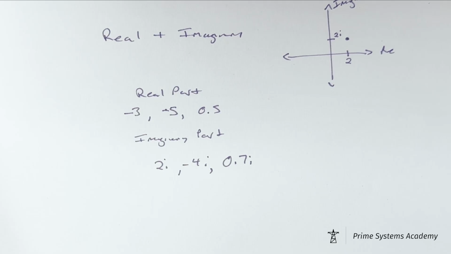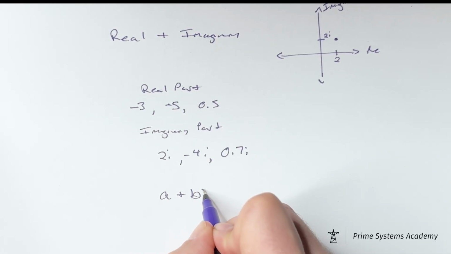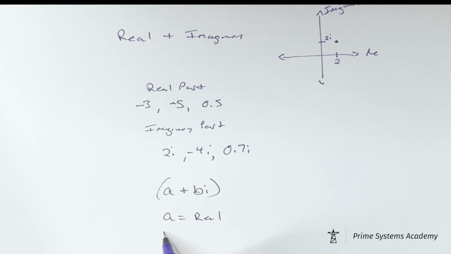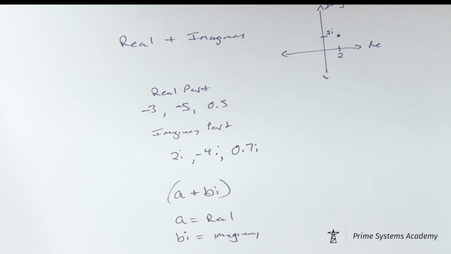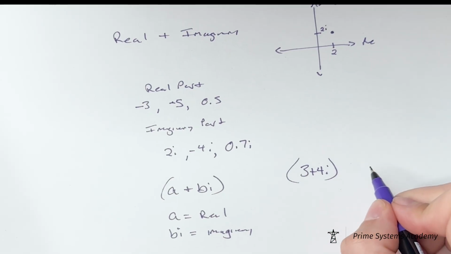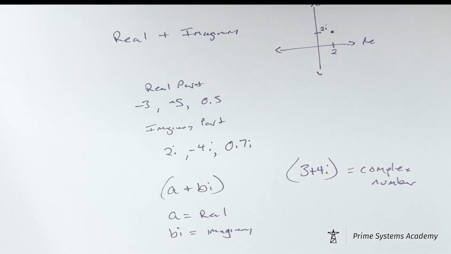So when you write a complex number, you write it like this. It's going to be a plus bi, right? Where a is real and bi is going to be imaginary. So for example, 3 plus 4i is a complex number, where 3 is the real part and 4i is the imaginary part.